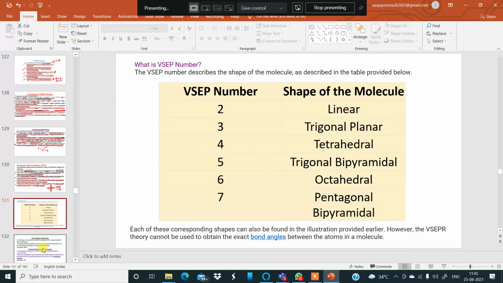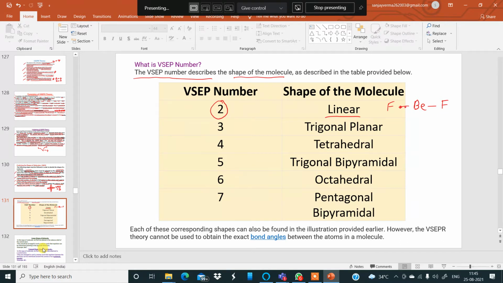Now, after the calculation of the VSEPR number, we can get the idea about the shape of the molecule. So if the VSEPR number is 2, then the molecule will have a linear shape. Now, what is a linear shape? For example, if we have beryllium difluoride, BeF2, F-Be-F, this is a linear shape. This beryllium does not have any lone pairs.